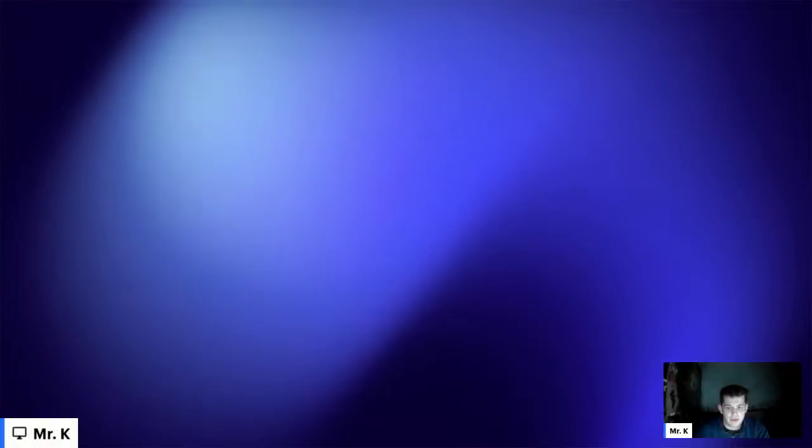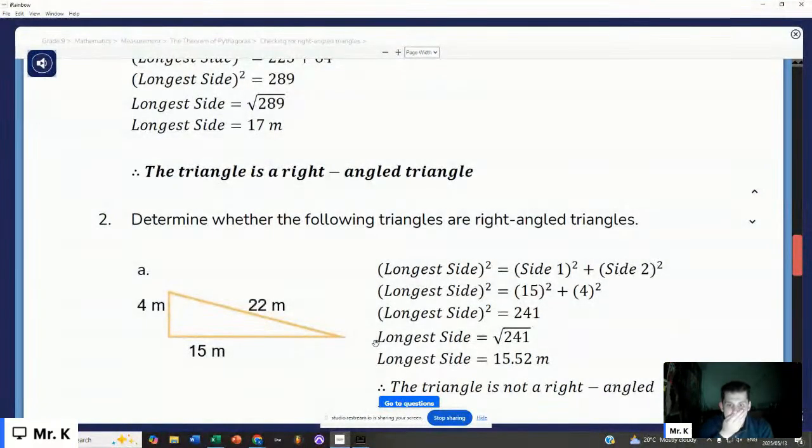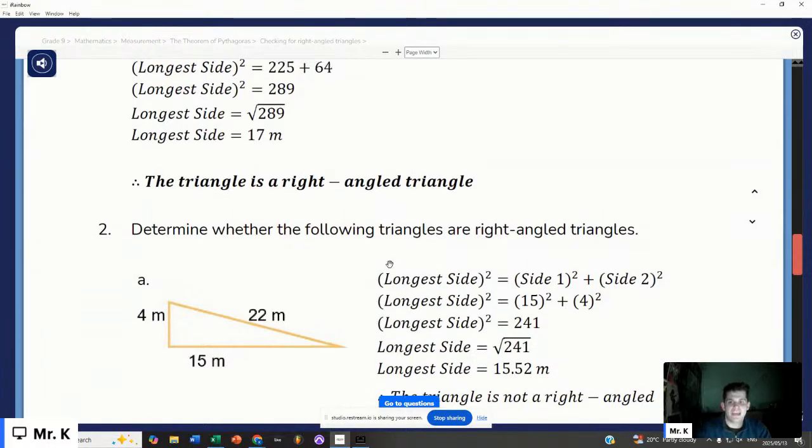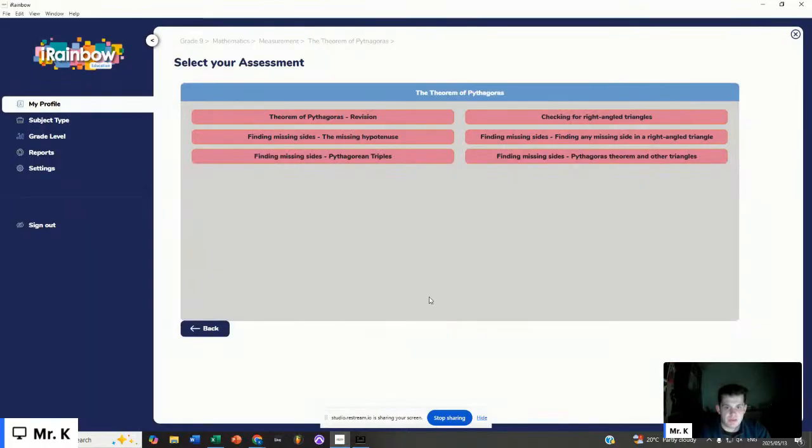Okay, so I'm just changing my screens very quickly. Excuse the lighting, guys. I know that this is far from perfect, but it's just a solution for now so that you guys still have your lesson. But let's quickly go and take a look at iRainbow. Okay, so sorry about that, guys.